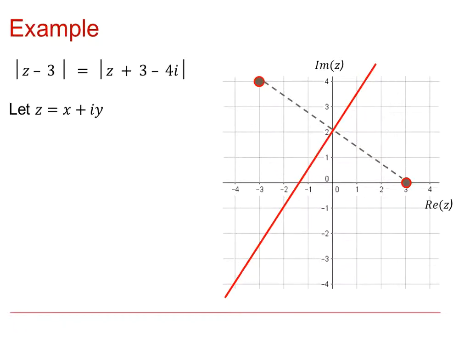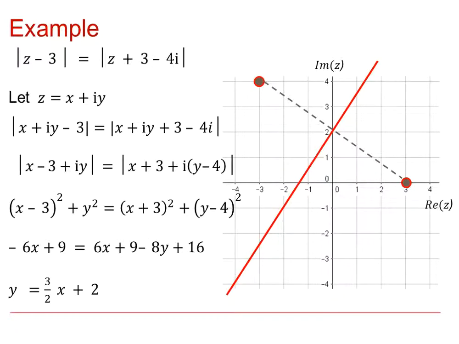We know our variable point z equals x plus iy, and if we substitute this into the modulus and remove the modulus by squaring both sides, by doing some algebra and cancelling out the x squared plus y squared from each side of the resulting equation, it reduces to minus 6x plus 9 equals 6x plus 9 minus 8y plus 16. We can rearrange this then in the form that we're used to for a straight line, y equals mx plus c, and this results in y equals 3 over 2 x plus 2 being the equation of the line.